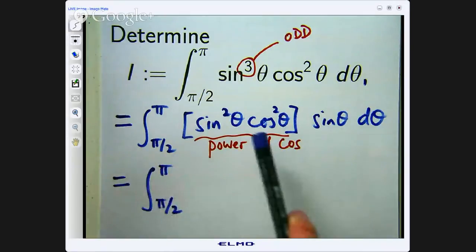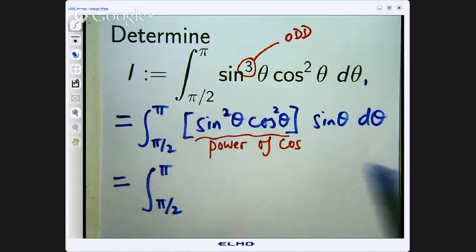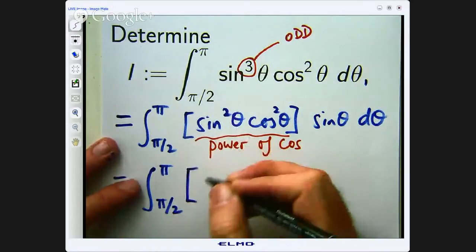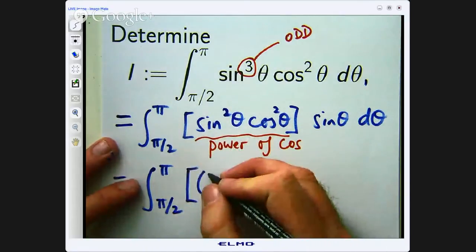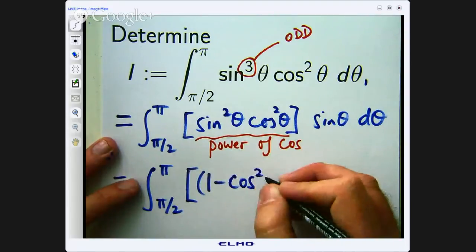Okay, I've got a sine squared, how can I make that something involving cosine? Well, the easiest way to do it is use the old chestnut, cos squared plus sine squared equals 1. So I can change the sine squared to 1 minus cos squared.